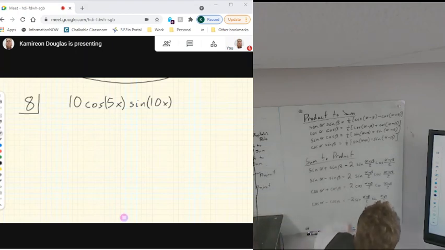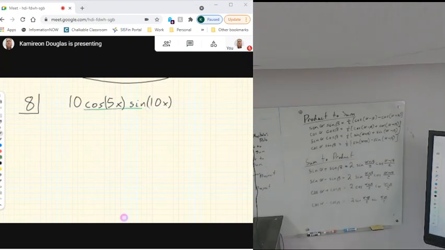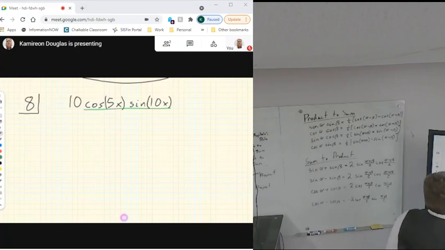Number 8. First, let's look at our list. We have a product of cosine times sine. One of our rules actually lets us simplify this into a new form using a sum. Which version of these rules are we going to use? Yeah, the bottom one, right? It says cosine sine. We got cosine sine in the problem. We're going to use that bottom formula. Now, as a reminder, the 10 is not included in the formula, so 10 will stay out front.